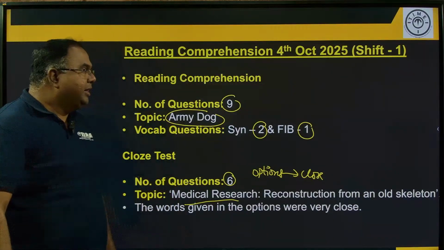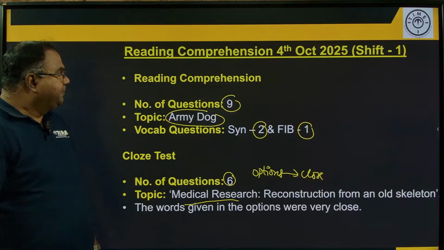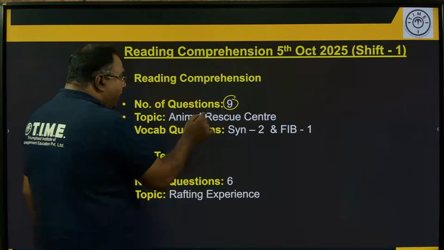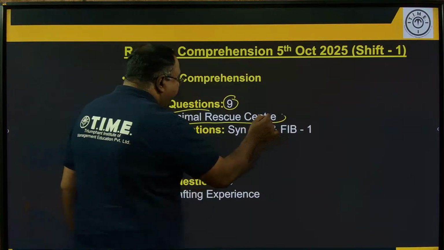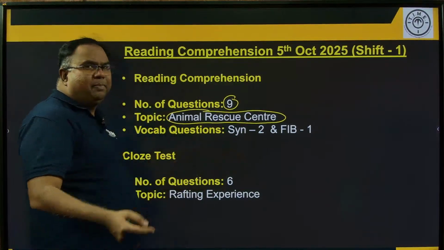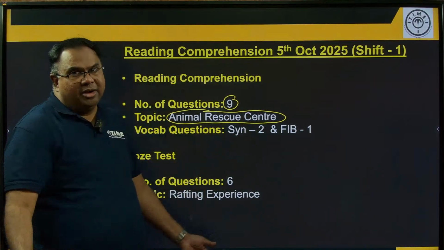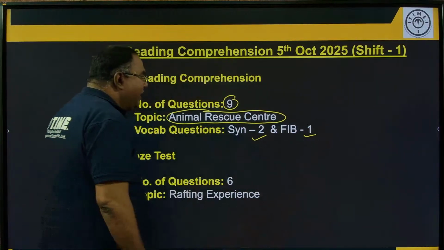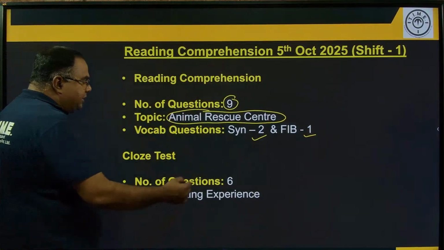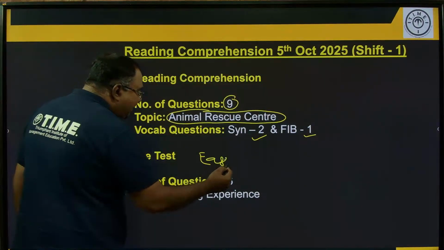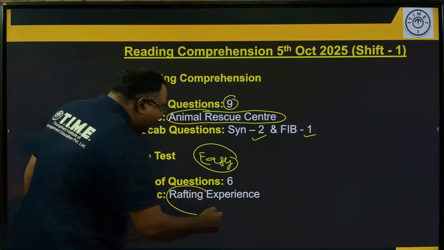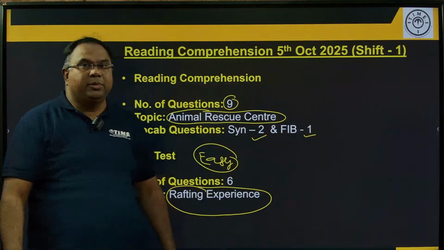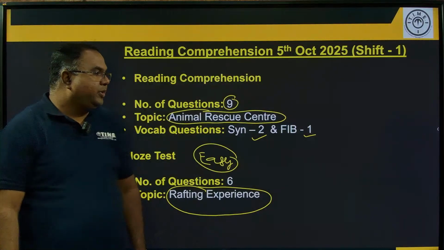Let us look at 5th October, shift 1. We have RC again, 9 questions. Animal Rescue Center. This is what I was talking about. All these are regular passages. You may not say story, you may not say economy based, but easy, interesting to read. We have synonyms 2, and we have fill in the blanks, 1 question here again. And cloze test, this was very easy. It was also interesting to read. It was based on rafting experience, right? Comparatively to 4th October shift 1, 5th October shift 1 questions are very easy to solve, right?